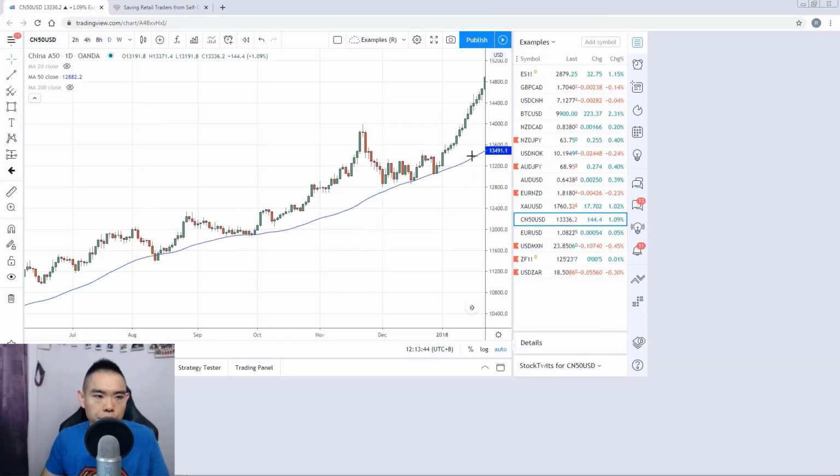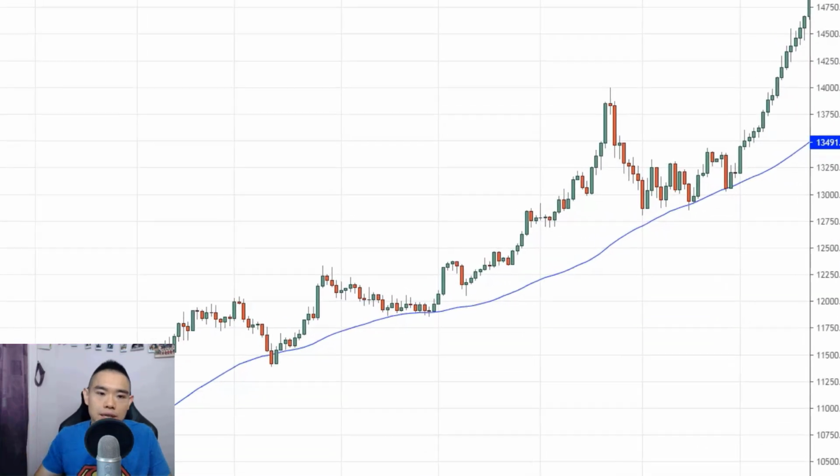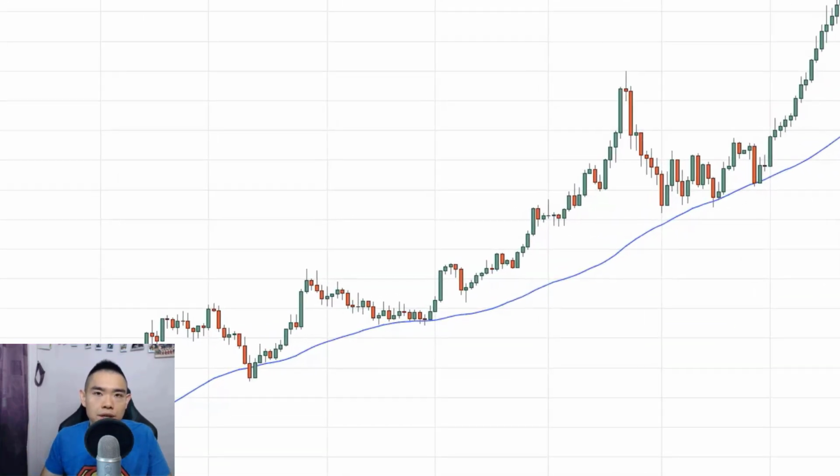If you look at this chart over here, this is the China A50 market. You can see that clearly this market is in an uptrend. It is above the 50-day moving average and it bounced off it pretty much a number of times. Once, twice, thrice over here.